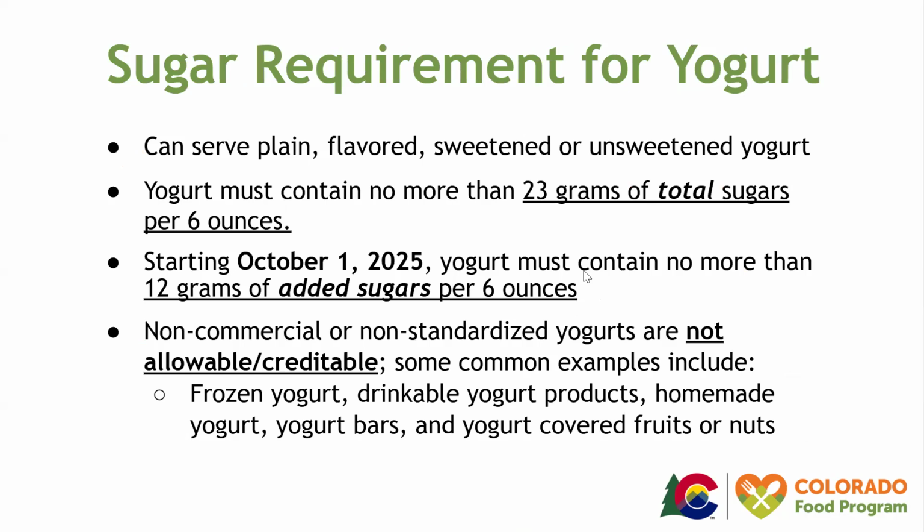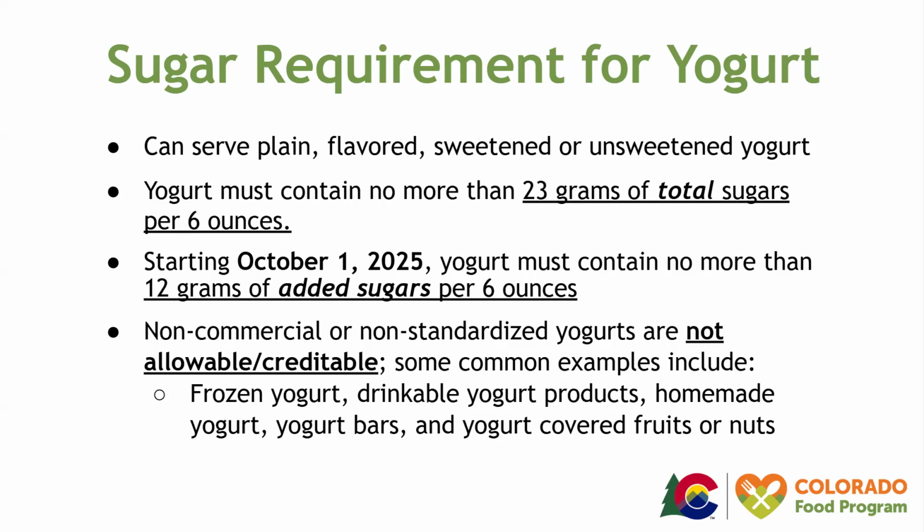All right, so the sugar requirements for yogurt. As I mentioned, you can serve plain, flavored, sweetened, or unsweetened yogurt. The current sugar requirements are no more than 23 grams of total sugar per 6 ounces. However, starting on October 1st, 2025, and you should have all received, or someone at your center should have received an email about this, the sugar requirements will be changing for yogurt, and we'll focus more on the added sugar components. So no more than 12 grams of added sugar per 6 ounces.